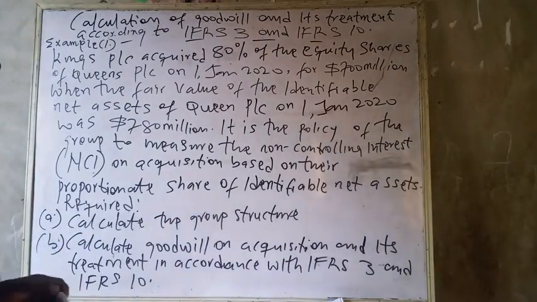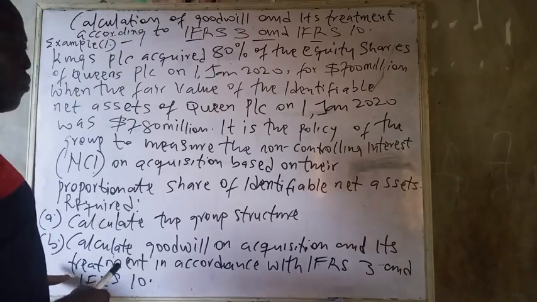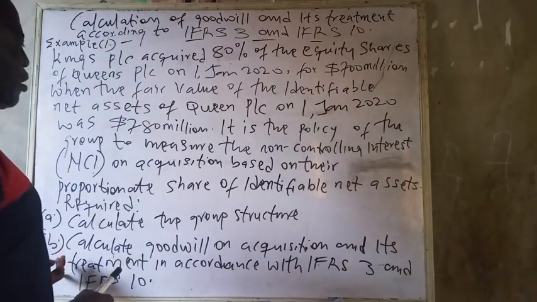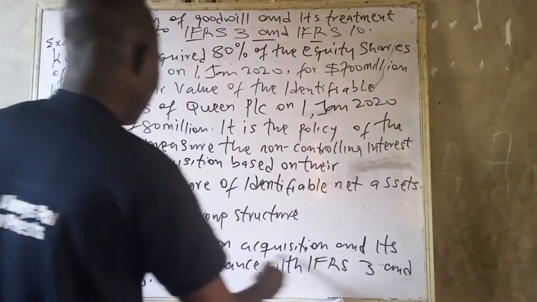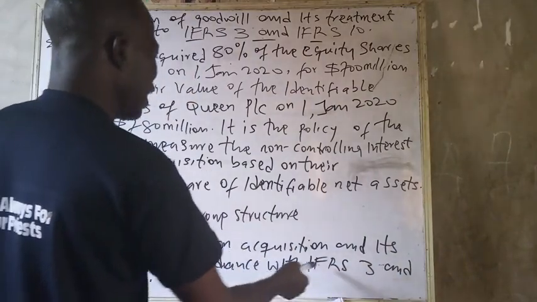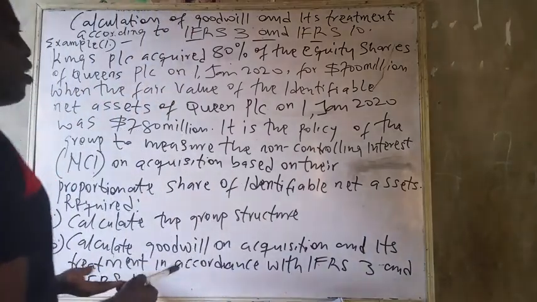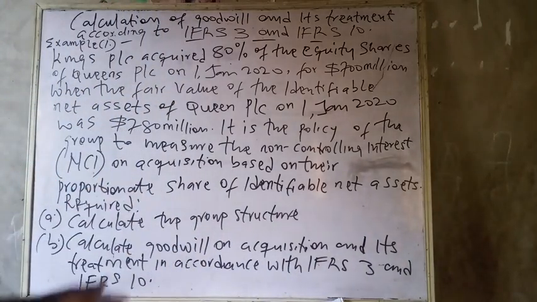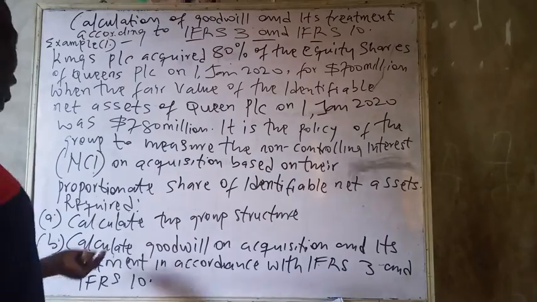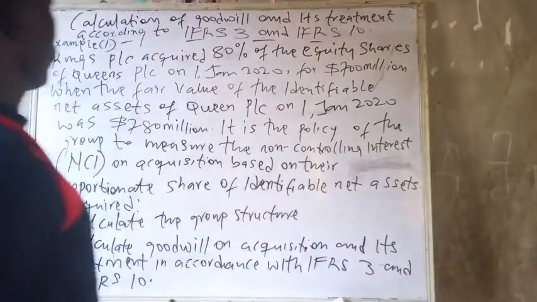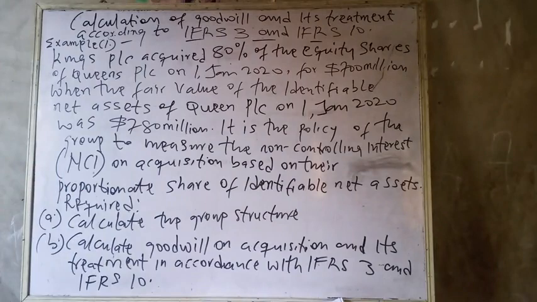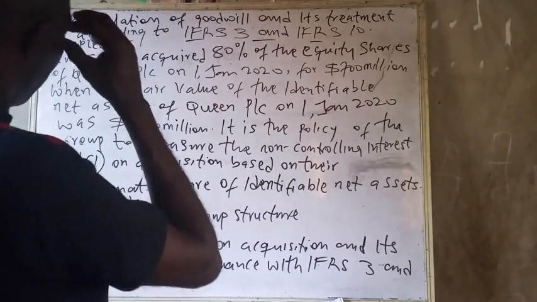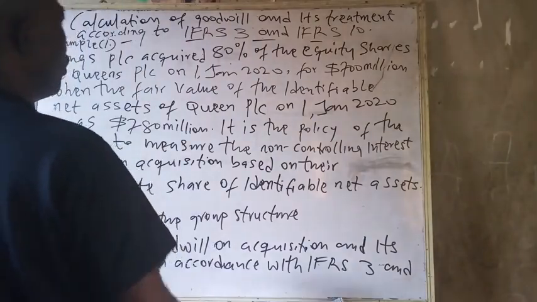That is just the variation from the last video. Its treatment in accordance with IFRS 3 and IFRS 10. How is goodwill being treated in accordance with this IFRS? So I will rub off the board so that I can present the calculation.